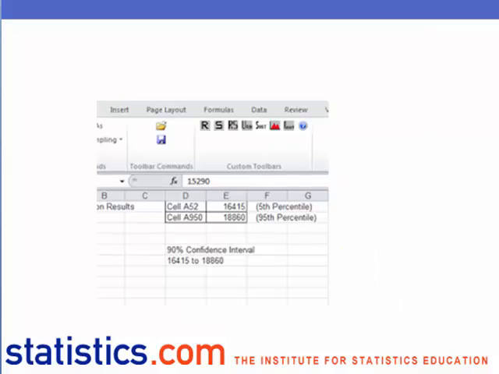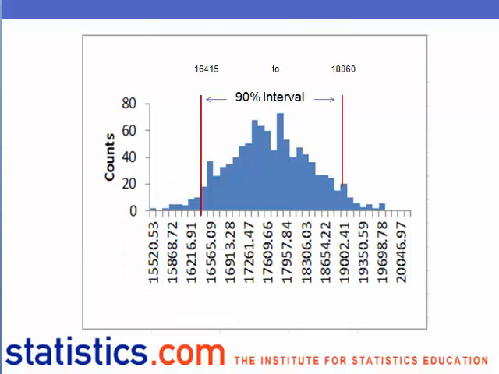So we've already calculated the top 5% and the bottom 5%. The fifth percentile at the bottom is at 16,415 euros, and the 95th percentile is 18,860. So in between those two values is our confidence interval, and you can see it applied back to the histogram.